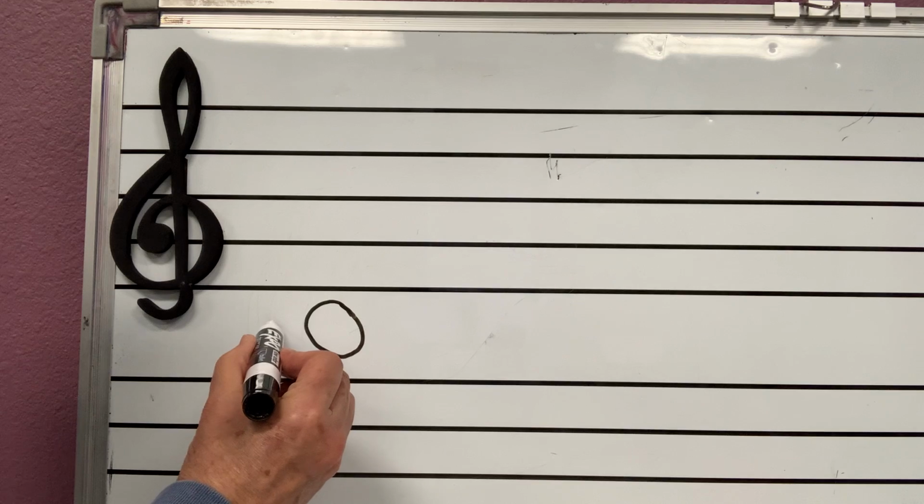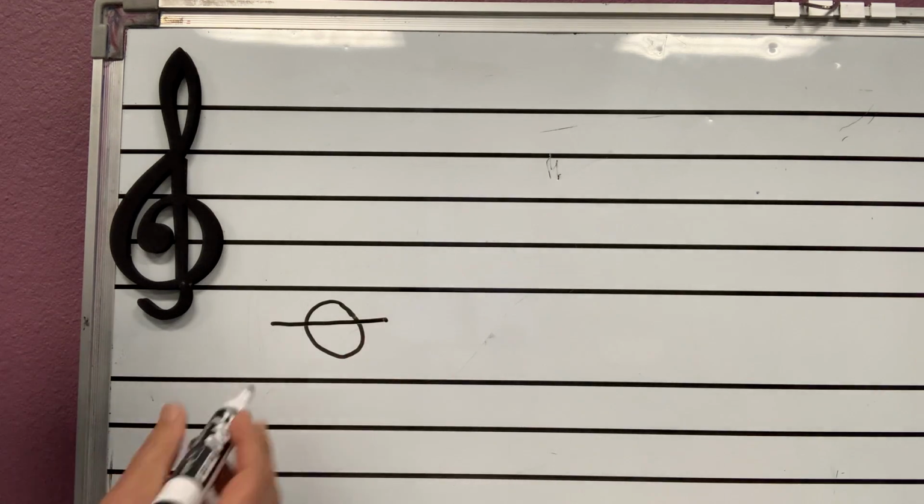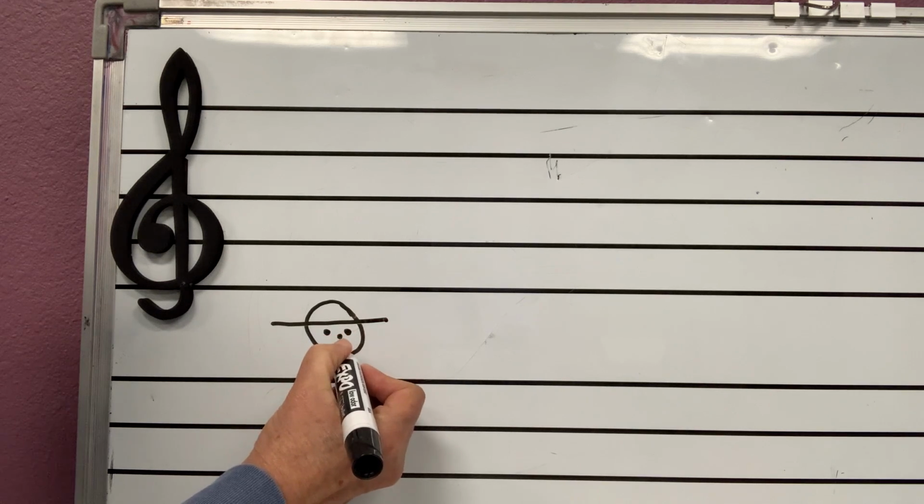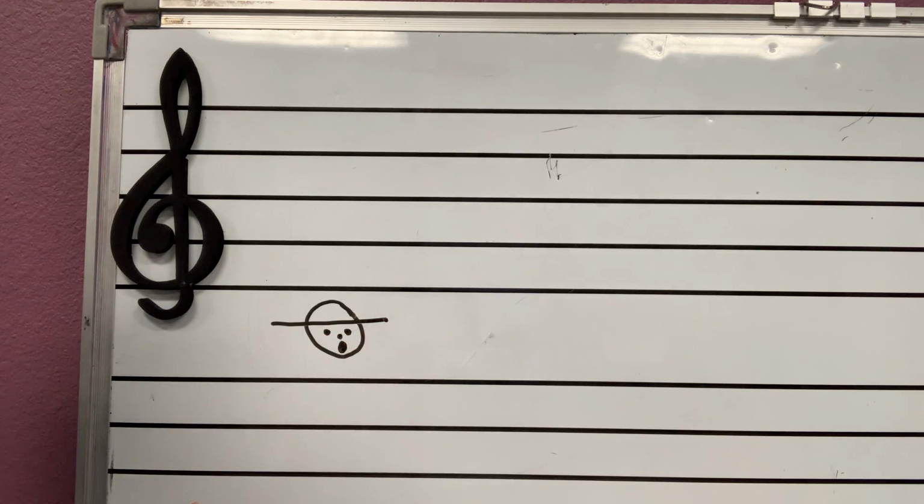And he wears a hat. He has his eyes and his nose and his mouth. And he's "oh," because he's always singing. When I first met him, I said, oh, I like your hat. Where did you get that hat? And you know what he said?